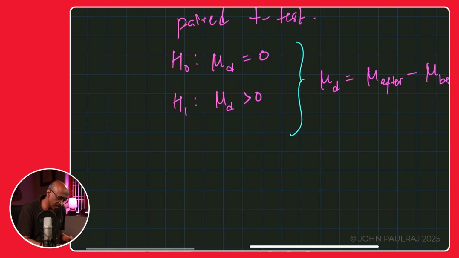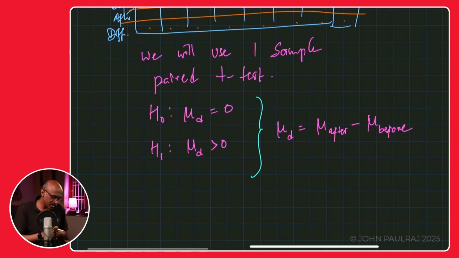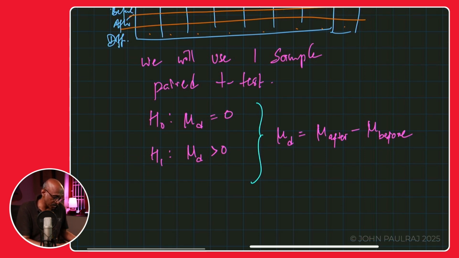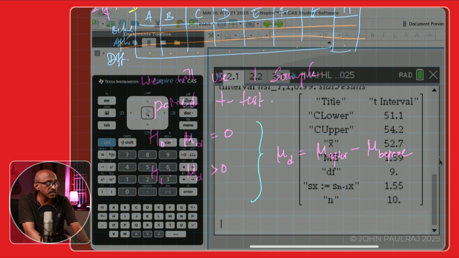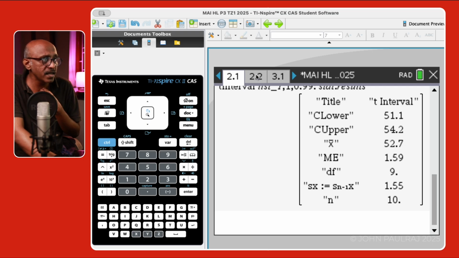Okay, so basically what he's saying is that the mean weights of the eggs, there is no difference, is what you're saying in the null hypothesis. And when you say greater than 0, it means that there is some difference after. That's the alternative hypothesis. Okay, so let's just jump to the calculator right now, and this is where we were at.